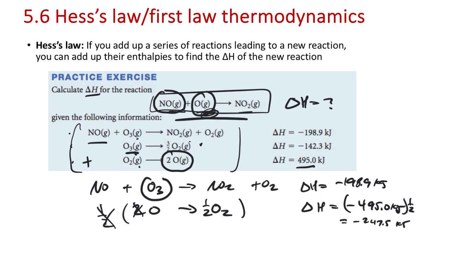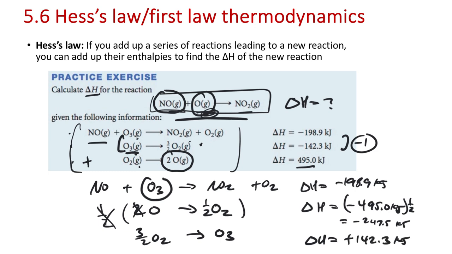So what if I flip the middle reaction? If I take this middle reaction and flip it, I put 3 halves O2 over here, and I put my O3 over here. And my delta H, if I do that, is plus 142.3 kilojoules.